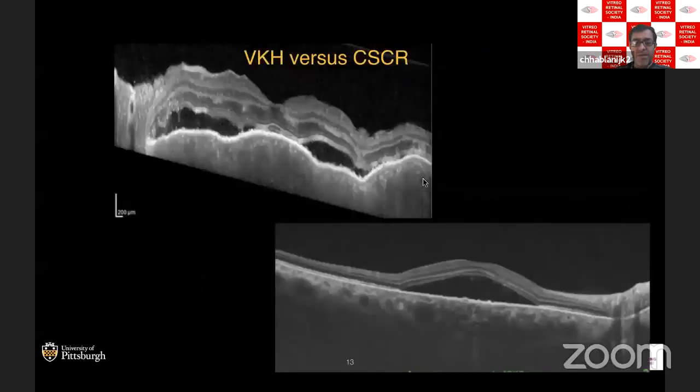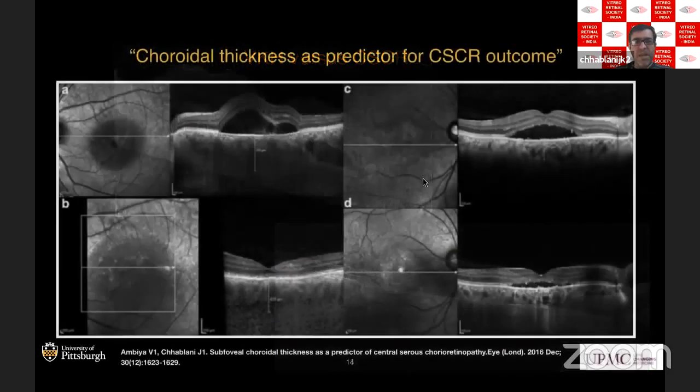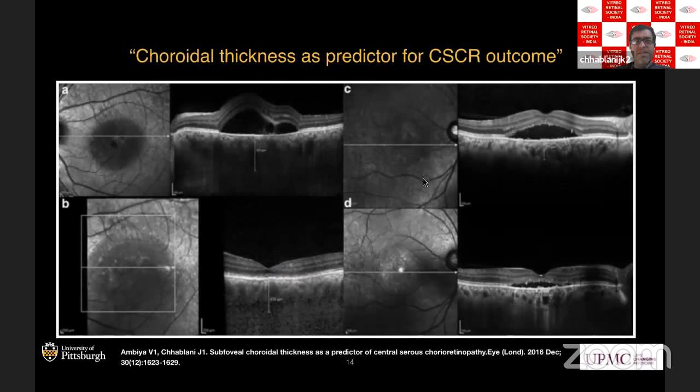When you have SRF with a thick choroid but you are still able to see the choroidal vessels, as you can see at the bottom in a patient with CSR, the choroid is thick, but the choroidal vessels are still seen. We worked on looking at choroidal thickness. We learned that choroidal thickness is more in CSR, but can we actually use this choroidal thickness as a predictor when you are treating these patients with CSR?